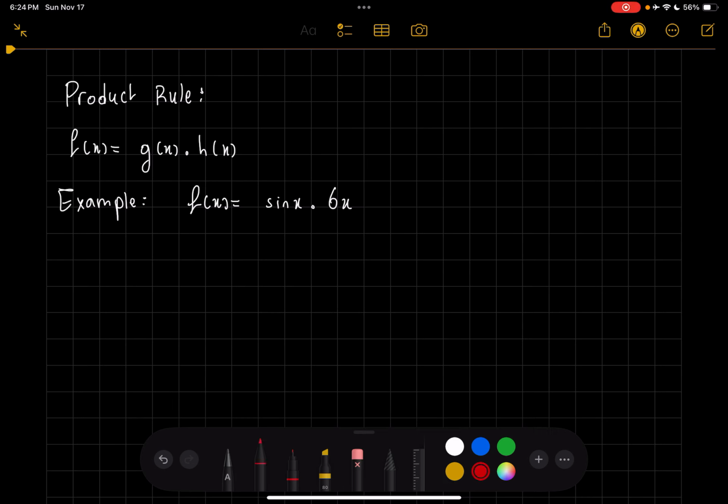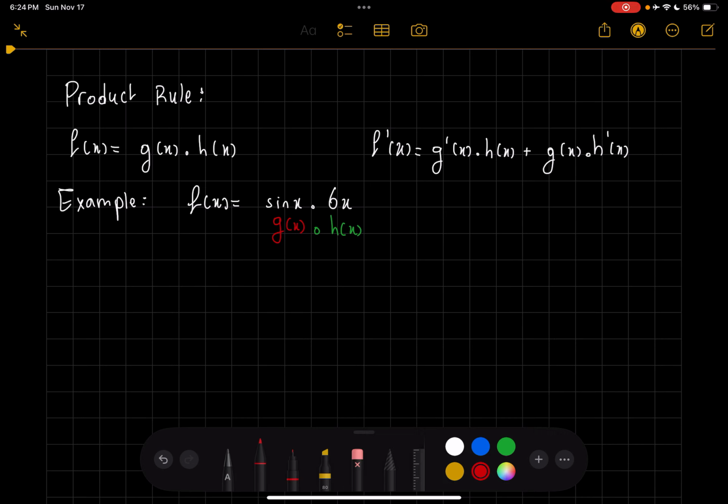So sine x is going to be our g of x. Meanwhile, 6x is going to be our h of x. Now, product rule: the derivative f prime, in this case, is going to be g prime of x multiplied by h of x plus g of x multiplied by h prime of x.